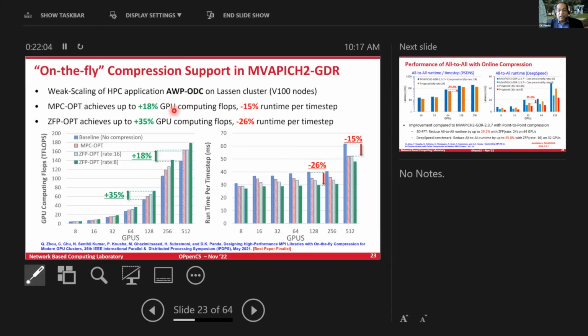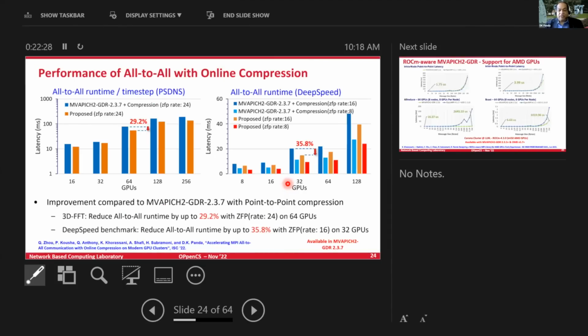And on application level, the left-hand side is flops, right-hand side is the second. So higher is better here and lower is better. We are able to push the performance by 35%, 26% here. And this is already available in our latest release. So if you have an application you want to try with compression, just download the thing, install, and turn on the compression flag, and you will see this kind of benefits.